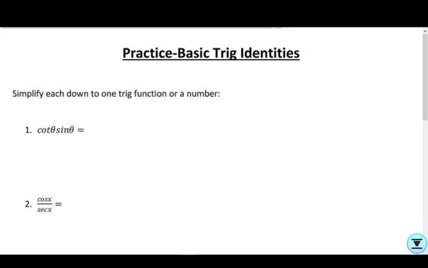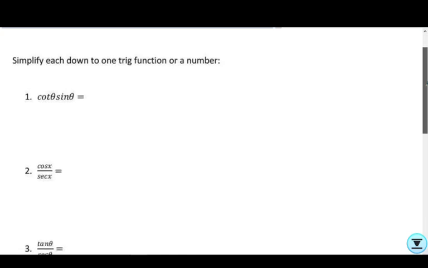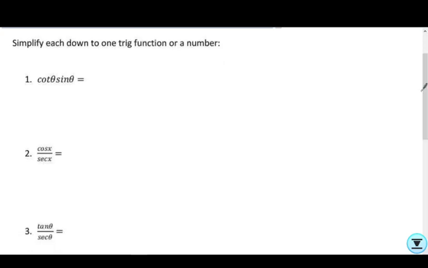Okay, so we're practicing some of the basic identities. We're going to simplify each one of these down to either one trig function or a value. Okay, so cotangent times sine theta. We're going to simplify this. We're going to use some of the basic identities.